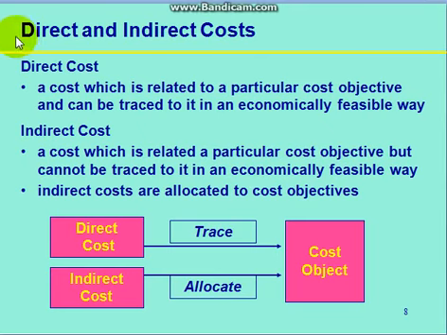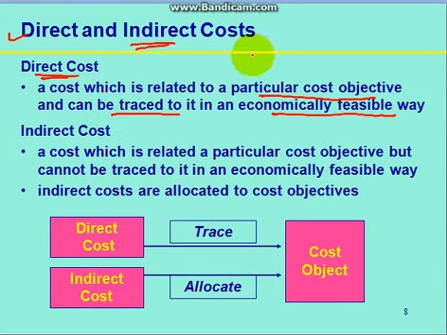So my dear friends, what is direct cost and indirect cost? Direct cost is nothing but a cost which is directly related to a particular cost objective that can be traced in its economically feasible way.